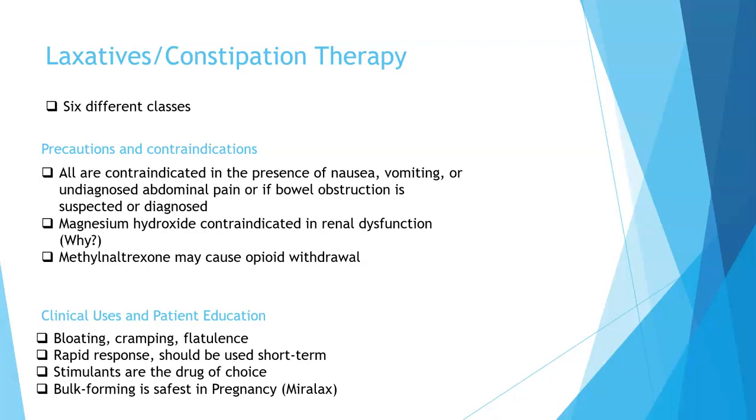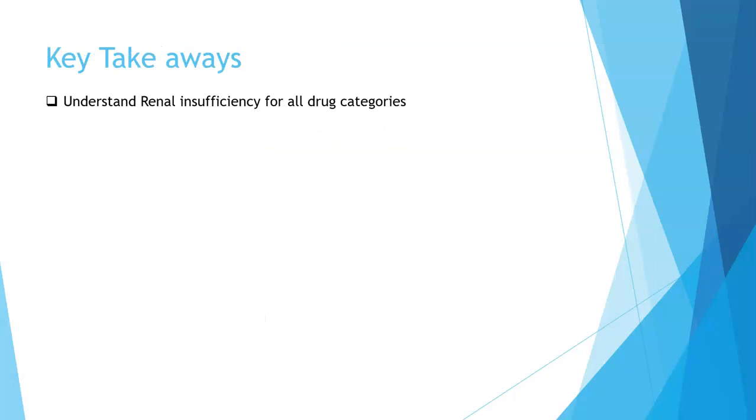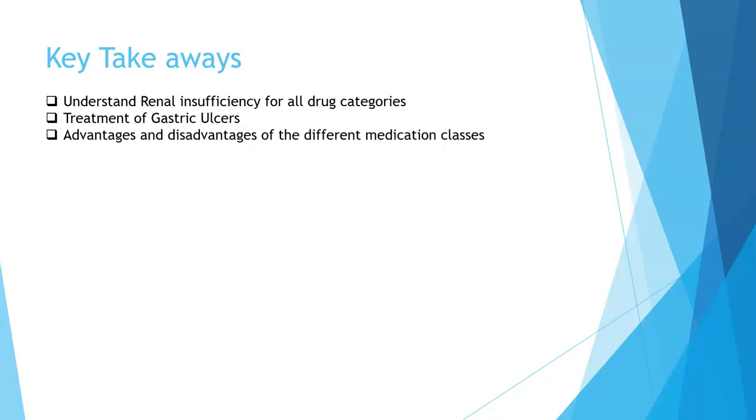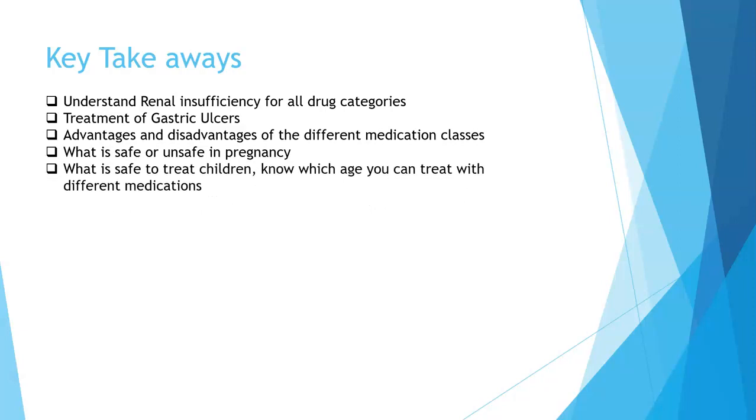Okay, we are almost done with this one. Let's go over some of the key takeaways. This is your verbal blueprint. Understand renal insufficiency for all of the drug categories. Know how to treat gastric ulcers. Know the advantages and disadvantages of different medication classes. What is safe or unsafe in pregnancy? What is safe to treat children? And what age can you treat with different medications?